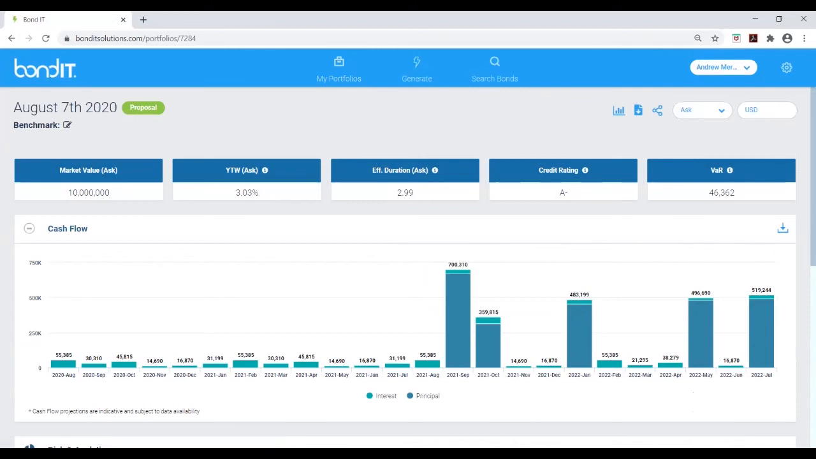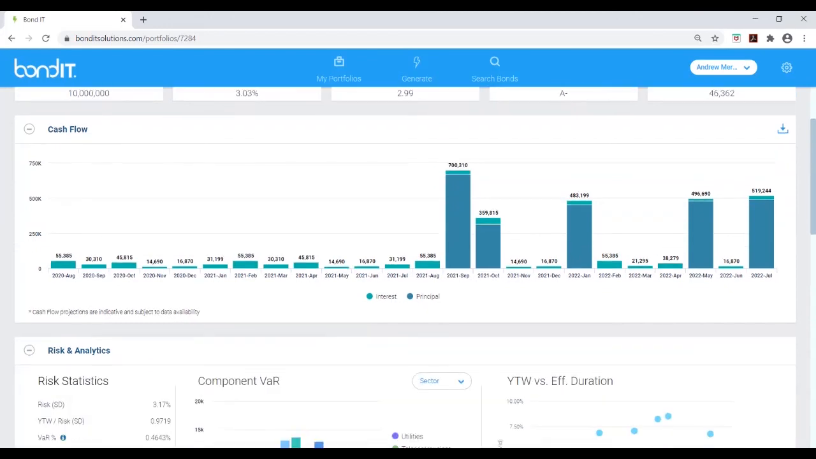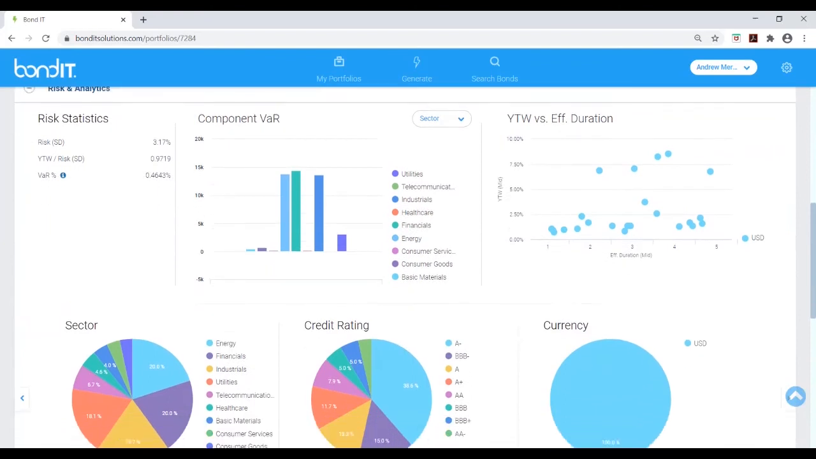At the top of the screen, we can see that the portfolio was constructed adhering to all of our targets and constraints. If it wasn't, bondIT would solve anyway and generate the portfolio while notifying us of which targets and constraints were broken. Here we can see all of our top-level targets, and we can see that we achieved a very nice optimized yield while adhering to our target portfolio credit rating of A-. We see the cash flow graph for 2 years, and then the risk and analytics across the portfolio, and all of this can be exported to PDF.